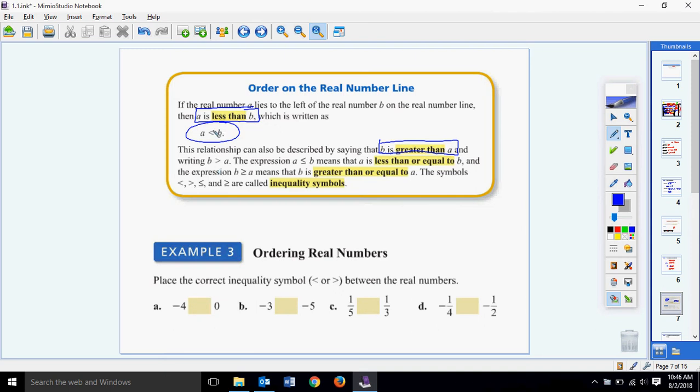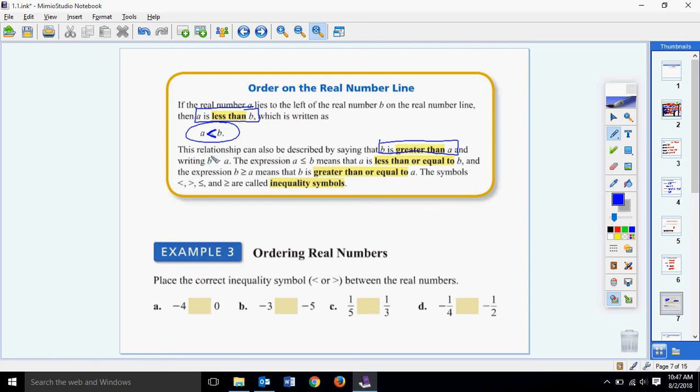Okay, so you might have learned in, I don't know, elementary school, I don't know what grade, that this symbol is like an alligator mouth, and an alligator always eats the bigger number. So which number out of A and B is bigger? B is bigger because this mouth is chomping down on B. Okay, so B is greater than A, which means that A is less than B.